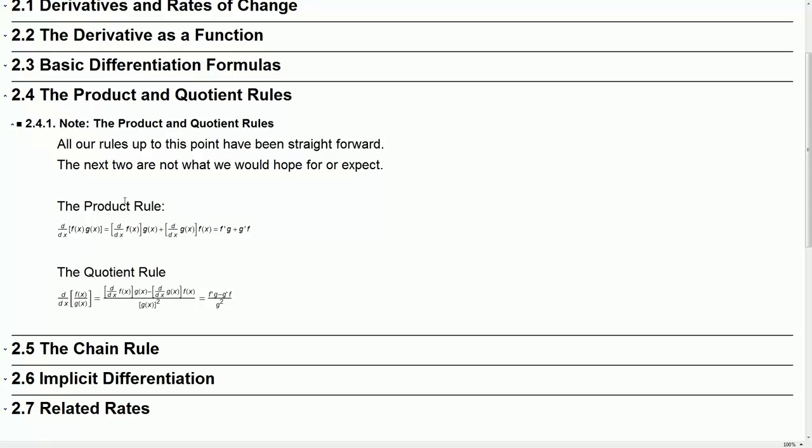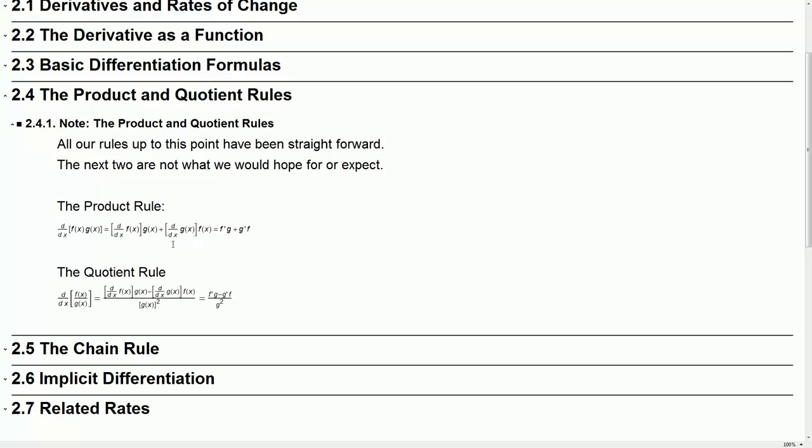It says that, this is the product rule, the derivative with respect to x of some function f of x times some function g of x is equal to the derivative of the f function, so you figure out what the derivative of f is, times the g function without taking the derivative of g, plus the derivative of the g function times the f function without taking the derivative of f. So another way to write this is that the product rule says that the derivative of f times g is equal to f prime g plus g prime f. So derivative of the first one times the second one plus derivative of the second one times the first one.